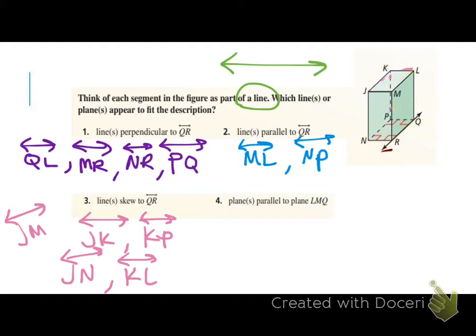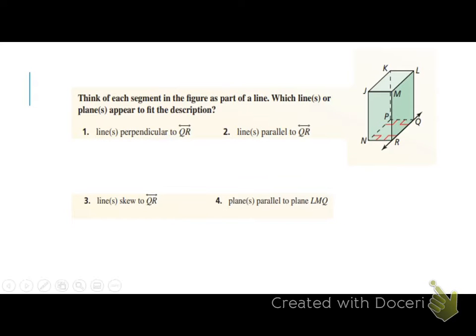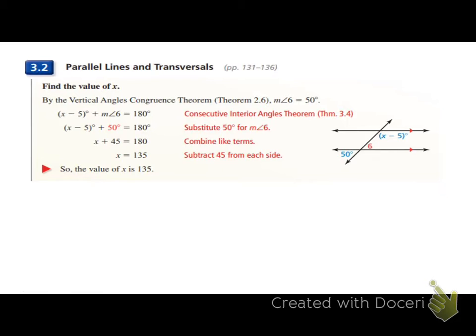Last one, we want to name a plane parallel to LMQ, which is the right side of the box. So we want a plane on the left side of the box. So what plane? How do we name a plane first off? 3 points. We use the word plane, and then we use 3 points. So what are 3 points from this plane? JKN, JKP, PKJ, KPN, anything like that. Go ahead and flip. Sorry, it's on the same page, so then ignore me.